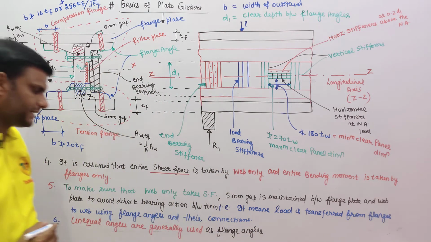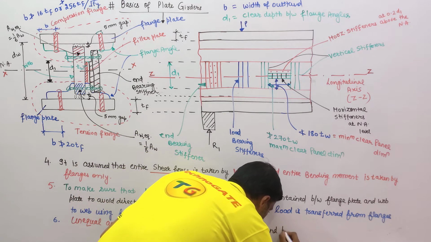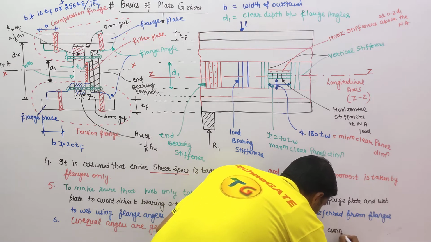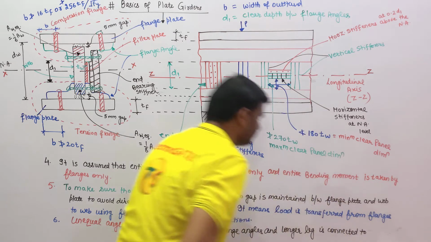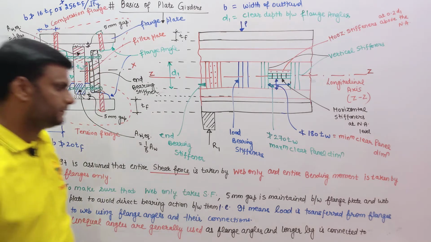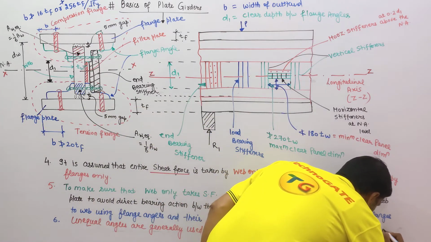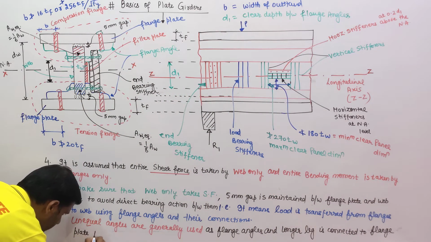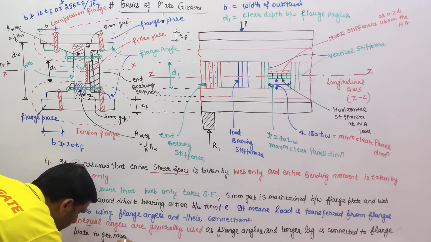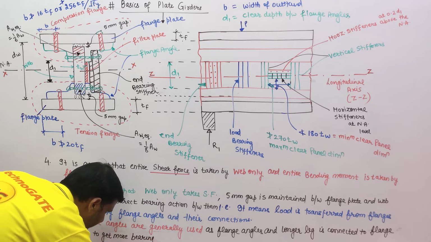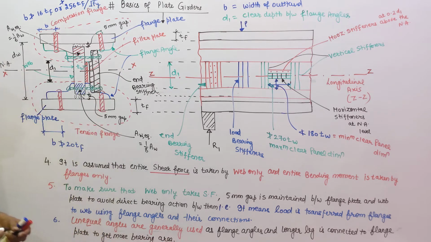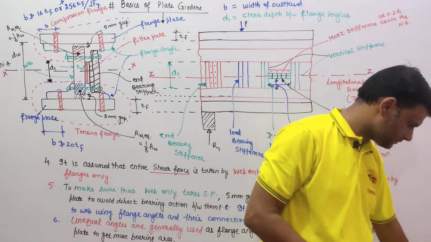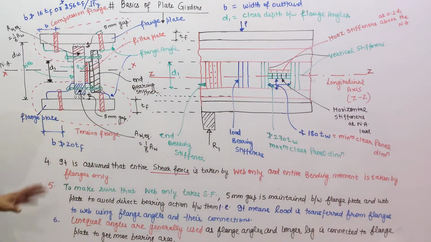And the longer leg is connected to the flange plate to get more bearing area. So these are another 3 points.